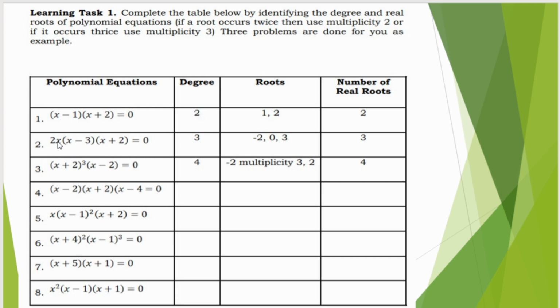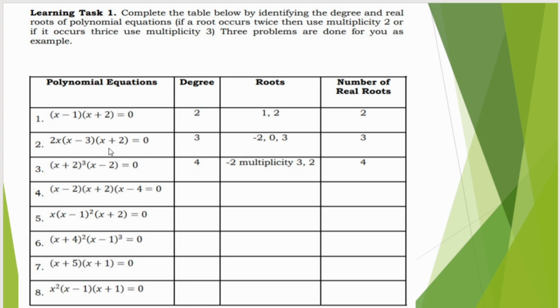Then, for number 2, you have 2x times x minus 3 times x plus 2 equals 0. So, 2x, no? So, you're going to equate it with 0. So, 2x equals 0. 0 divided by 2 is equal to 0. That's why you have 0 in here. Then, x minus 3 equals 0. So, negative 3 will transpose to the other side. It will be positive 3. So, we have positive 3.